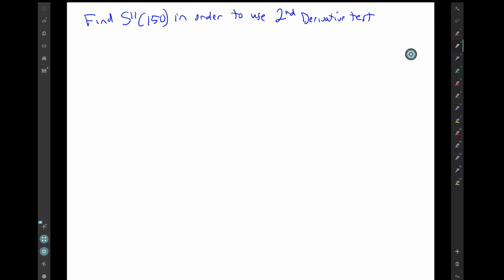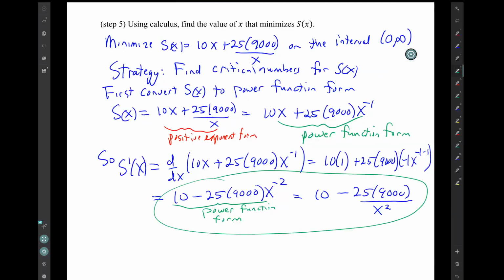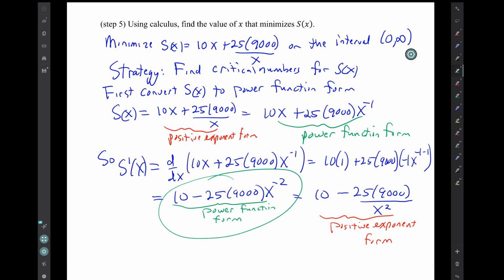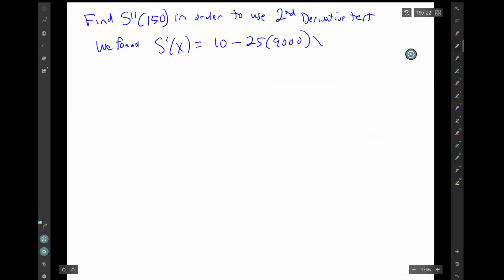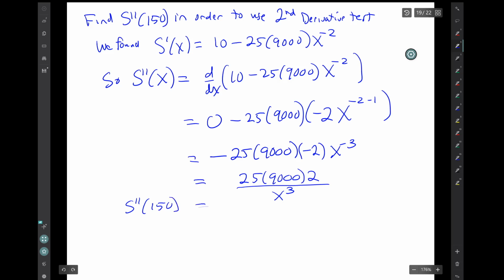So remember what S prime of x was. Well, let's go back up and look. Here's our S prime of x, power function form and positive exponent form. Notice that the power function form will be more useful to us for finding S double prime. So let's go back down and use this power function form for finding S double prime. All right, so we found S double prime.